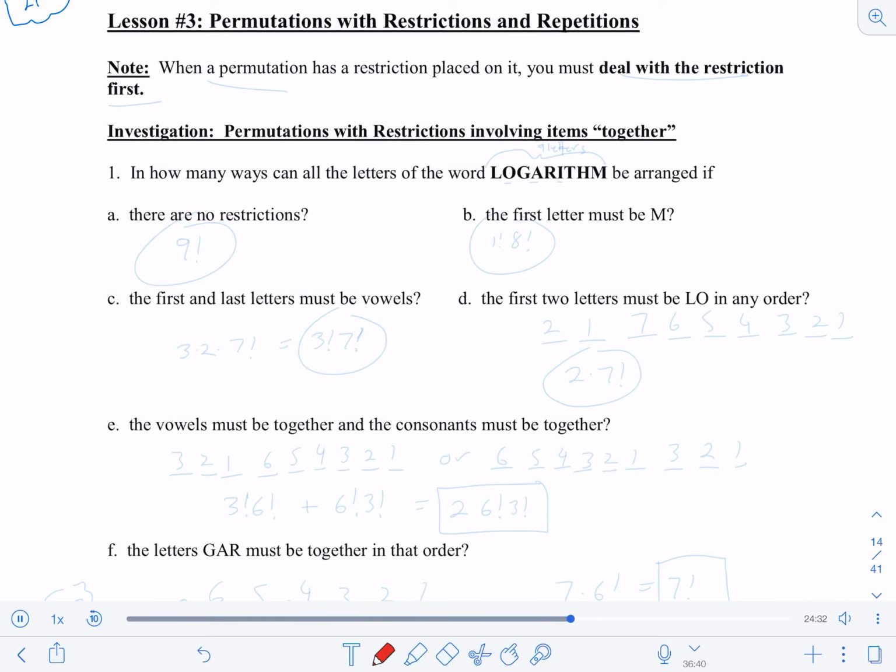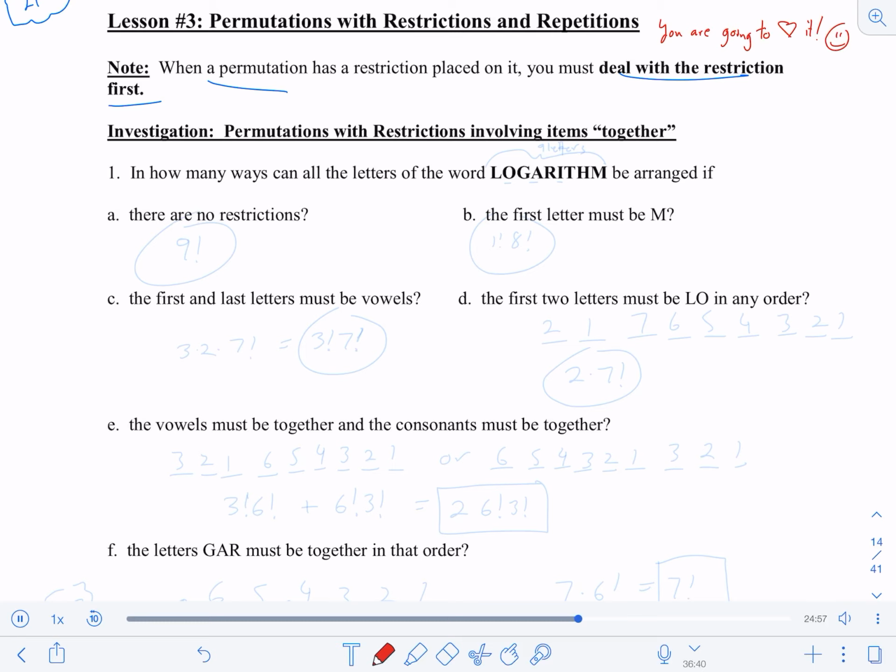Alright, we've done some permutations with restrictions and repetitions before, but not with this new notation. So I'd like to try that out. If there's a restriction placed on it, you have to deal with the restriction first. And sometimes it's just easier to use first principles, or sorry, the fundamental counting principle. So a reminder that when a permutation has a restriction placed on it, deal with the restriction first.